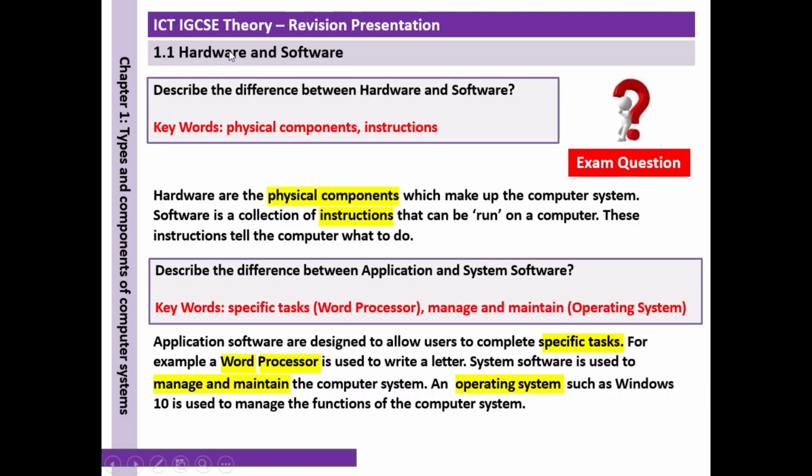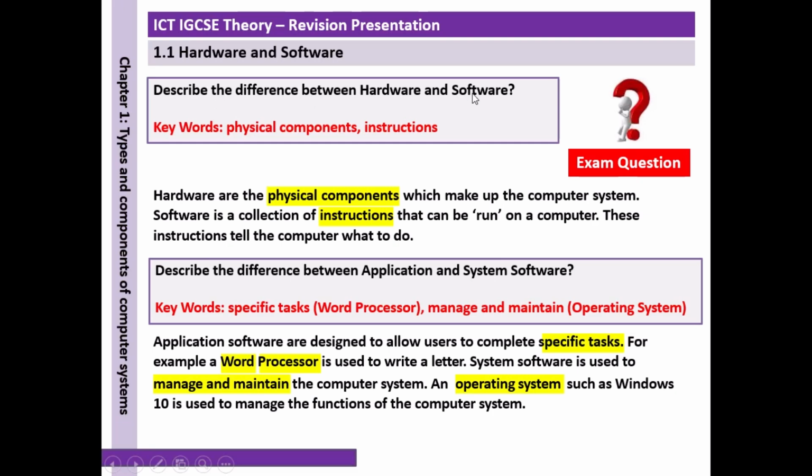And then now to end this session, the question comes here: hardware and software. Describe the difference between hardware and software. The most important keywords that you have to use when you're differentiating between hardware and software are physical components and the word instruction. Physical components will go to the hardware, instructions will go for software. So this is an exam question that you can answer.